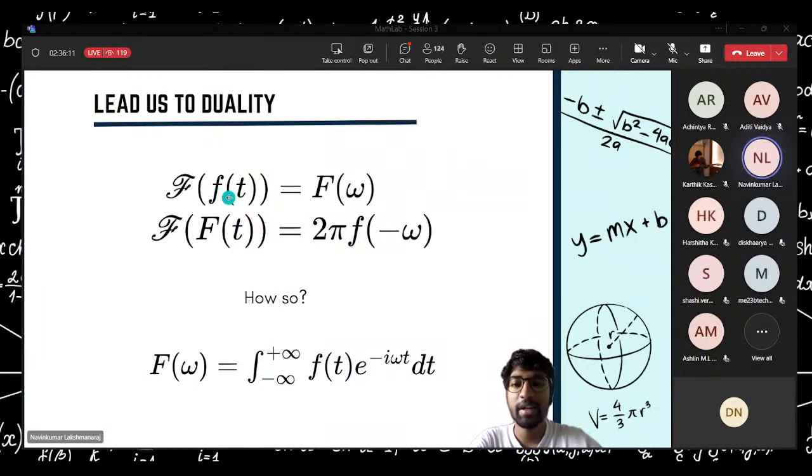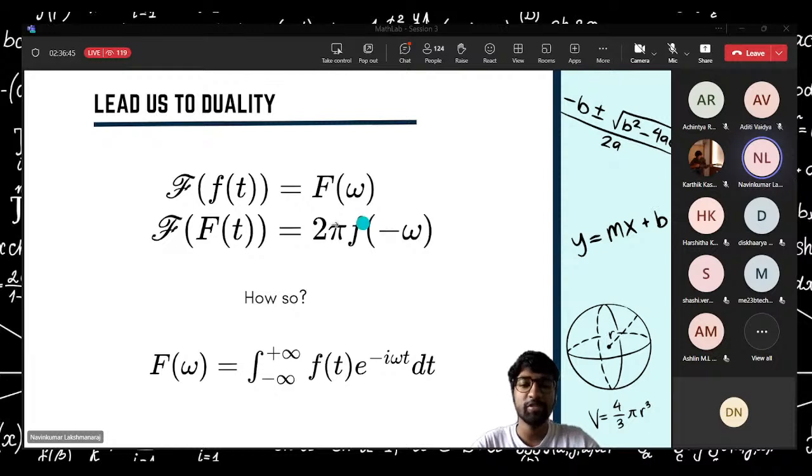So let's say there is some function f of t. When you take the Fourier transform of this function, what you'll get is F of omega. And this F of omega is the Fourier transform of f of t. Now let's say you take the exact same function, but instead of taking the domain as omega, you take the domain as the time space again and take its Fourier transform again. What you'll get is 2 pi times the original small f function with the input as minus omega. And how is this so?